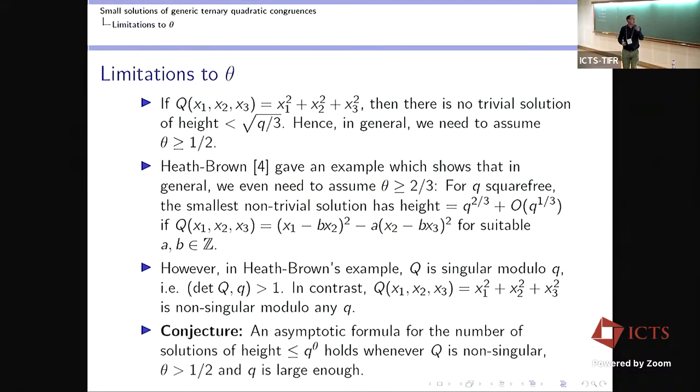It's reasonable to formulate a conjecture like this: whenever we have a ternary quadratic form which is non-singular modulo q, there should exist a non-trivial solution of height less or equal q^θ for every given θ greater than 1/2.